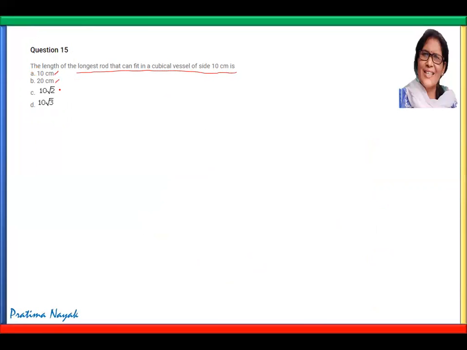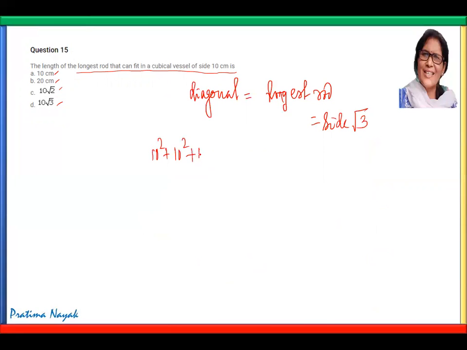The longest rod that fits in a cubical vessel of side 10 meter is 10, 20, 10 root 2, 10 root 3. So here I wrote the direct formula. So diagonal of a cube, that is the longest rod. Diagonal is the longest rod that can be kept. So what is the formula? This is side into root 3.